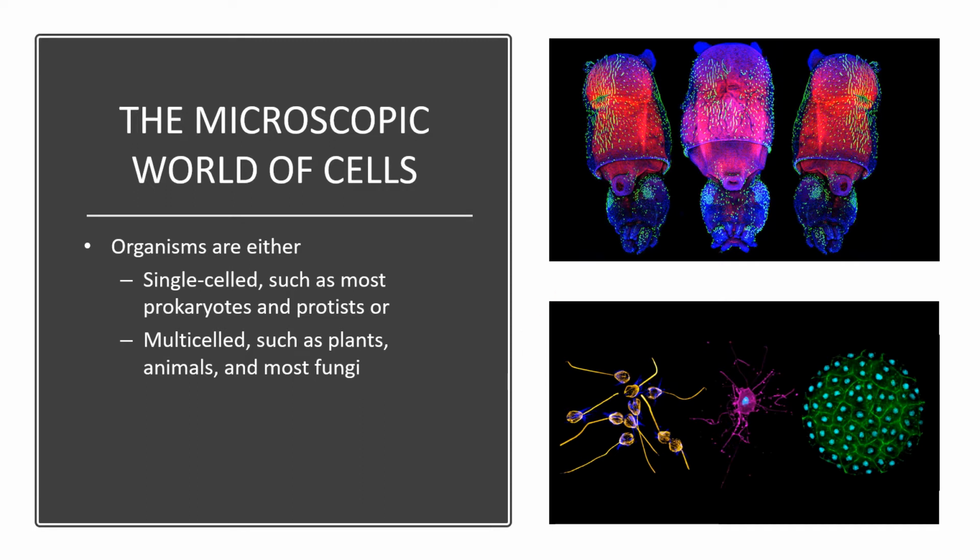Okay. Single-celled organisms are going to be called prokaryotes in some situations, and there's going to be a group called the protists. And multicellular organisms are going to be those that we find in the plants, the animals, and most of the fungi.